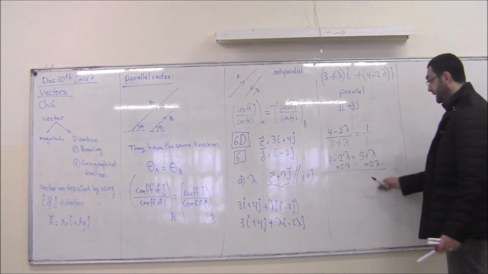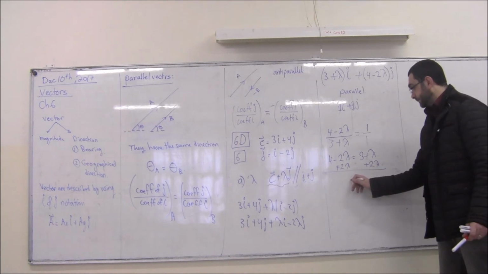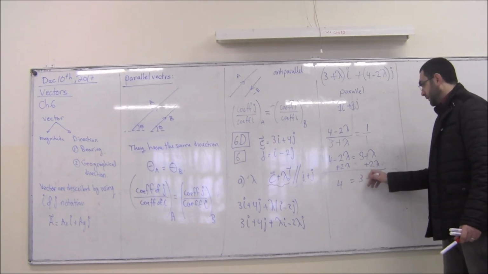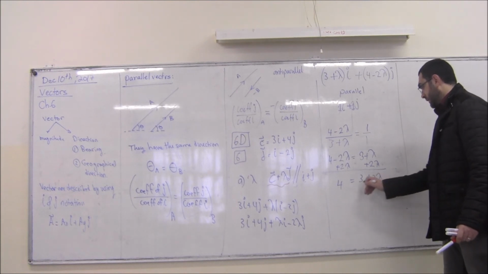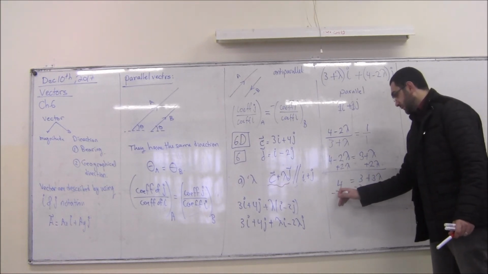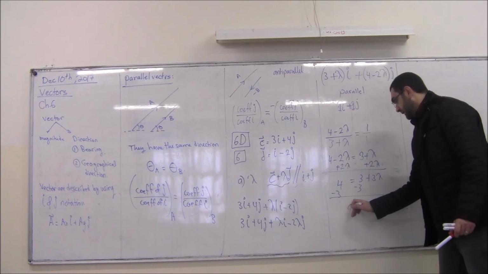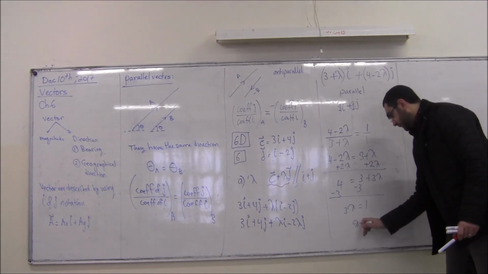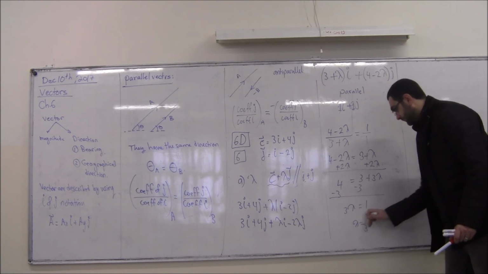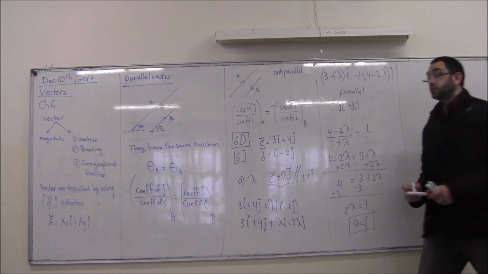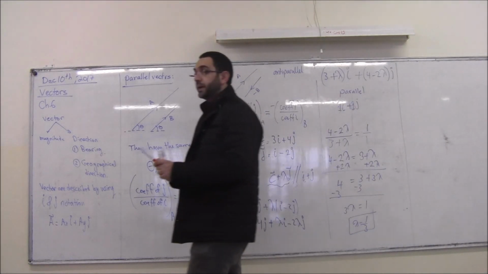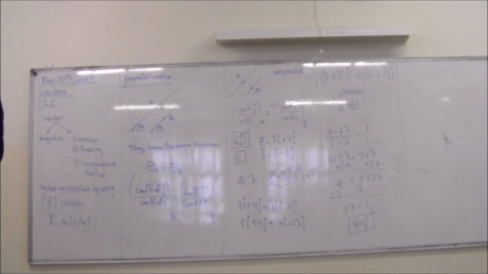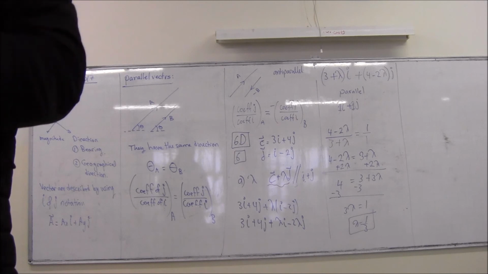Okay, guys. Now 4 minus 2 lambda equals 3 plus lambda, so 3 lambda equals 1. So lambda equals 1 over 3. By using the concept of parallel vectors, I found lambda.